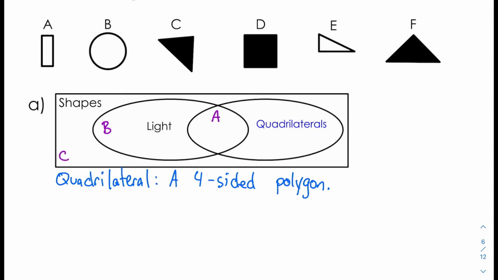D, a square, is a quadrilateral, but it's a dark one, so we'll just put it over here. E, we have light, but not a quadrilateral, so we'll put it here. And F is neither light nor a quadrilateral, but it is a shape, so we will put it here.